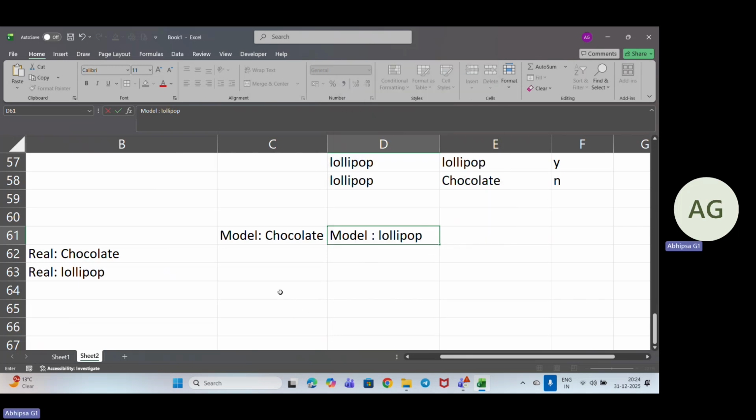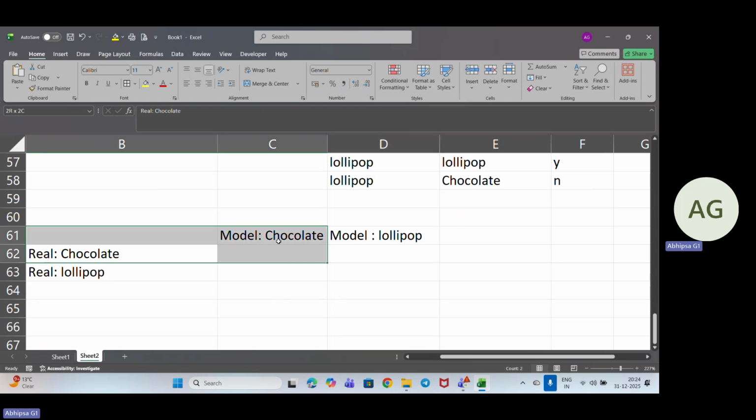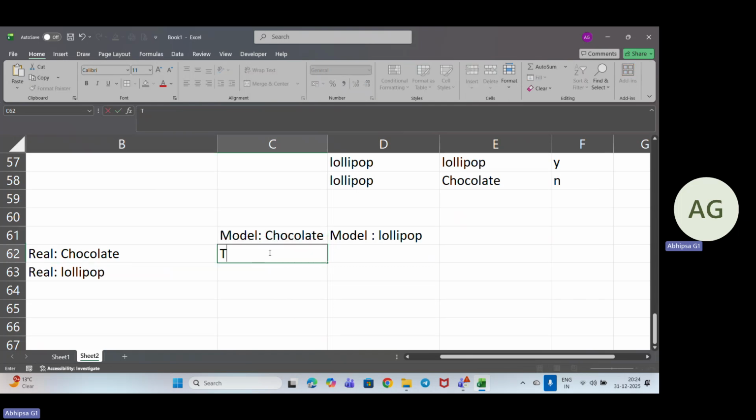Okay. Now suppose, what are the values that we need to fill here? So we need to fill the table. So real chocolate and the model chocolate. So real chocolate, model chocolate. So correct. How many are correct? That is coming out as true positive.